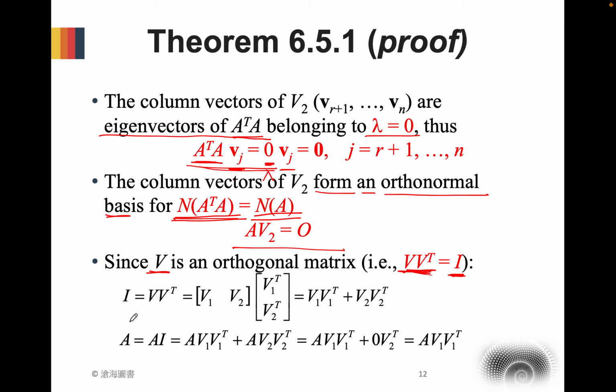Given the matrix A is equal to A times the identity matrix, which is equal to A V1 V1 transpose plus A V2 V2 transpose. Because A V2 is equal to the 0 matrix, we can remove this part, so the final result becomes A V1 V1 transpose. So the matrix A is equal to A V1 V1 transpose.